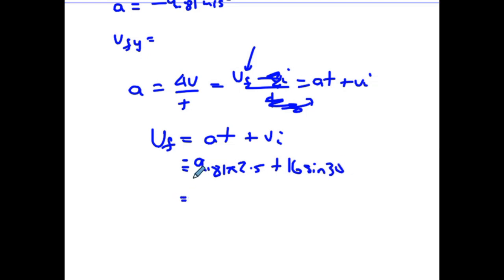And this should tell me then how much velocity final we had. So negative 9.81 times 2.5. Then I'm going to add to that 16 sine 30. And I got an answer of negative 16.525 meters per second. Now let's talk about that.